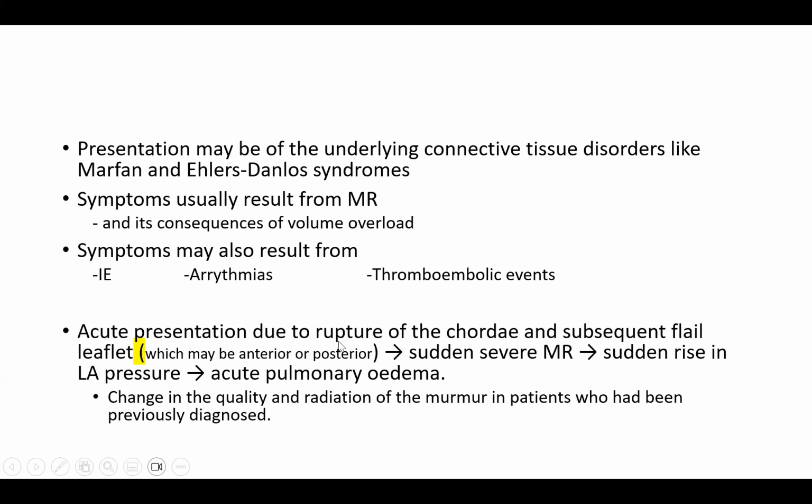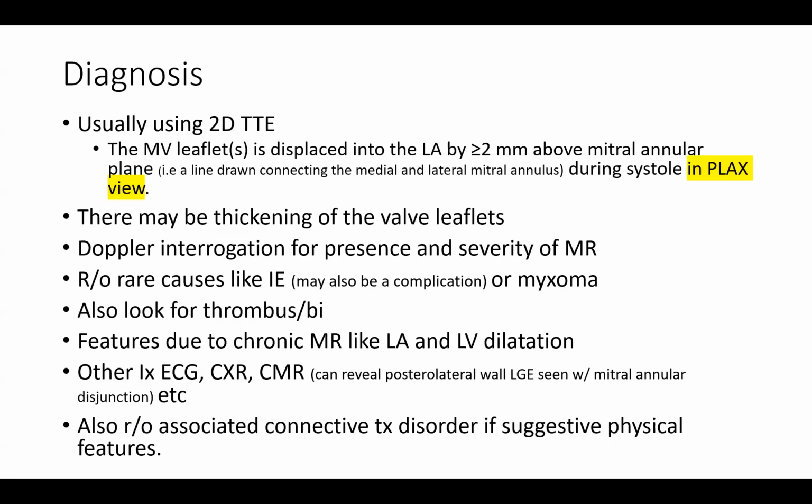Of course, they could present acutely, like acute MR, like we just discussed, due to sudden rupture of those elongated chordae and the subsequent flail leaflet. The flail leaflet would be either anterior or posterior, with sudden severe MR, sudden rise in LA pressure and pulmonary edema, as we've previously described. And in patients who had already been known to have mitral valve prolapse, the quality and radiation of their murmur changes suddenly with this flail leaflet.